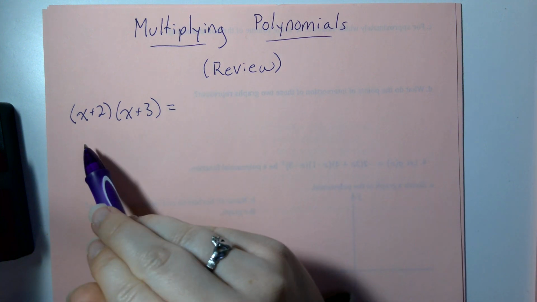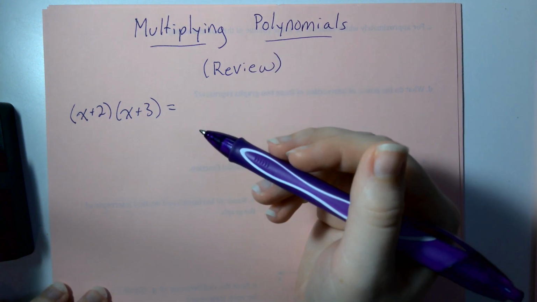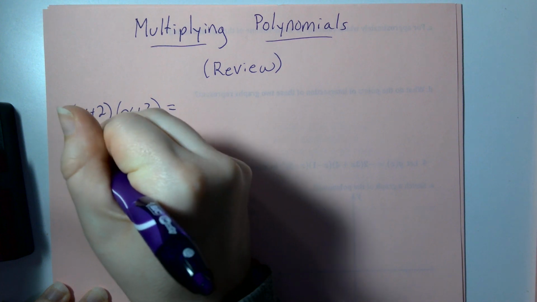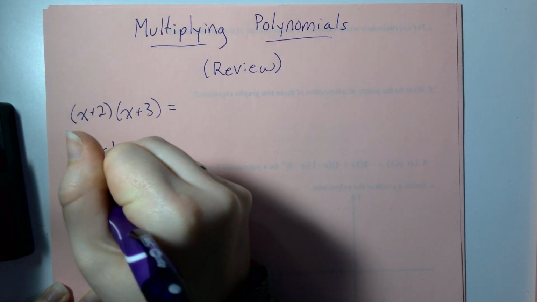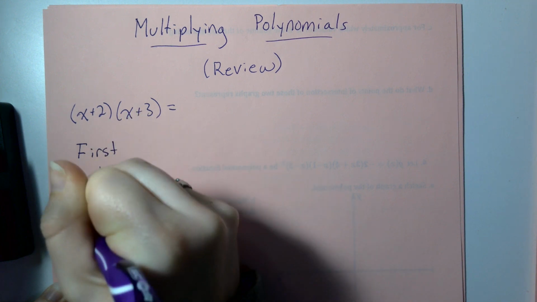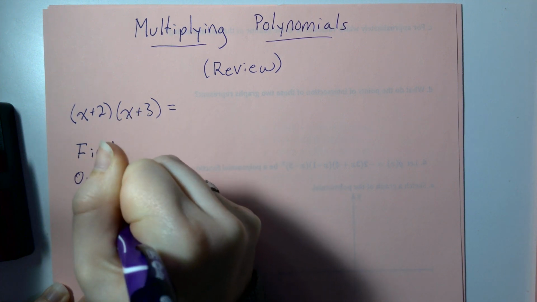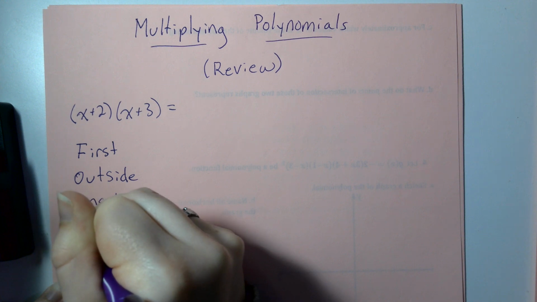In Math 2, we learned how to multiply these together, and you might be familiar with this term FOIL, which stands for first, outside, inside, last.